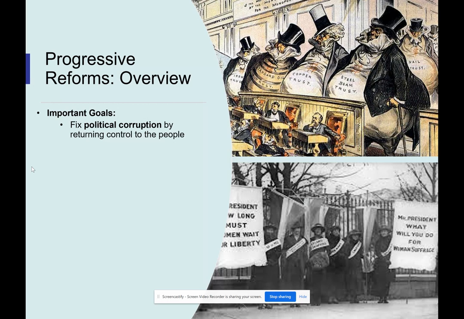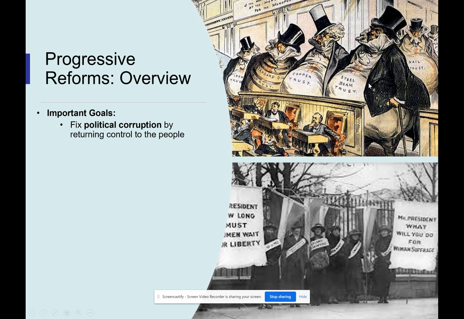Okay, so let's talk about important goals of the progressives. The first important goal for the progressives was to fix political corruption by returning control to the people. And you can see up here, remember we talked about political machines and how big business and politicians were sort of in bed together during this period. You can see that depicted in this cartoon.